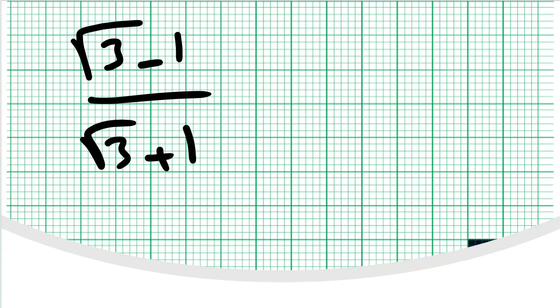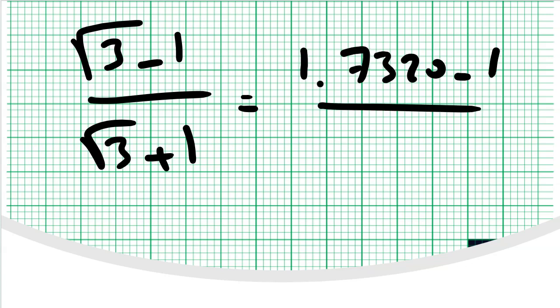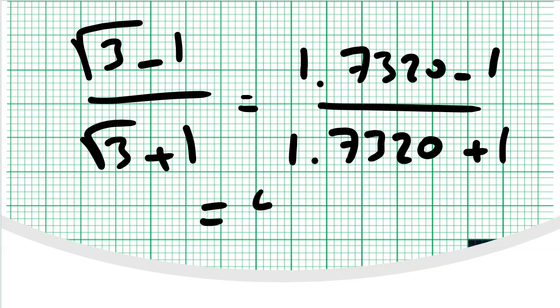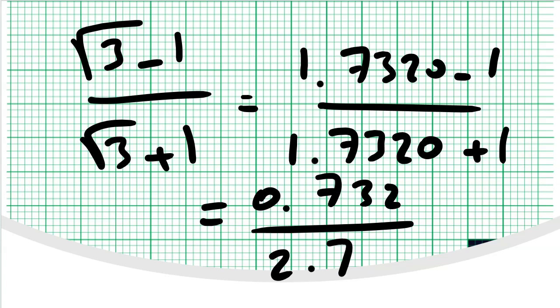Now, if you're taking an exam or a college test or a pre-calculus test, and you don't see that, you should know what square root of 3 is. If you're in grade 12 and going to college, first year of college, you should know that square root of 3 is 1.7320. So they expect you to know that this is 1.7320 minus 1 divided by 1.7320 plus 1. And on top, you have 0.732, and the denominator 2.732.